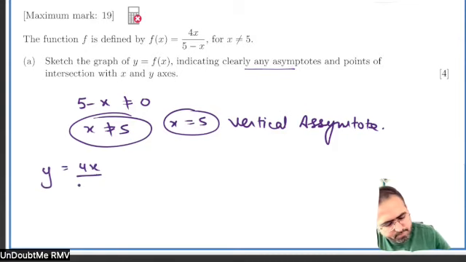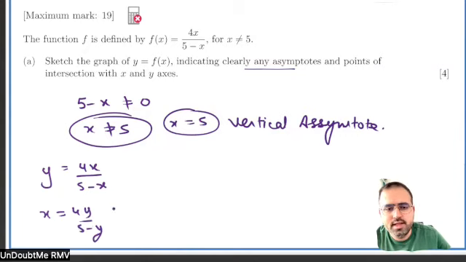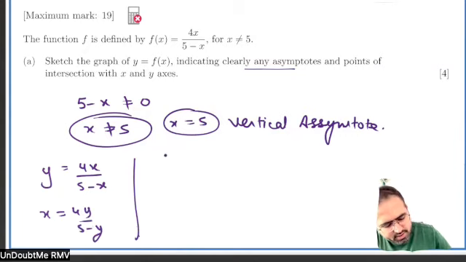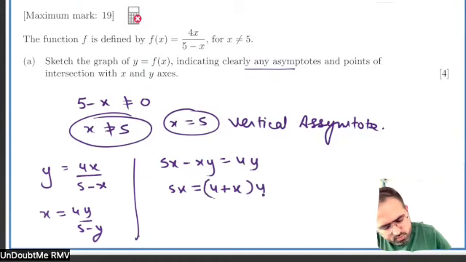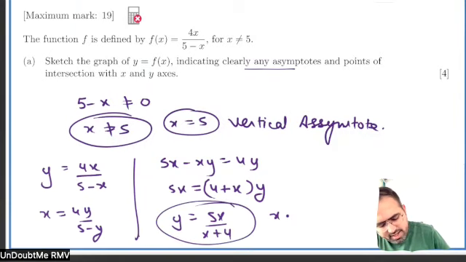For the horizontal asymptote, this is the first step. You write y like this. Then you flip x and y. So x will be equal to 4y over 5 minus y. Then you make y the subject. So 5x minus xy is equal to 4y. 5x is equal to 4 plus x times y. And y will be equal to 5x over x plus 4. And from here, it is seen that x is not equal to -4.